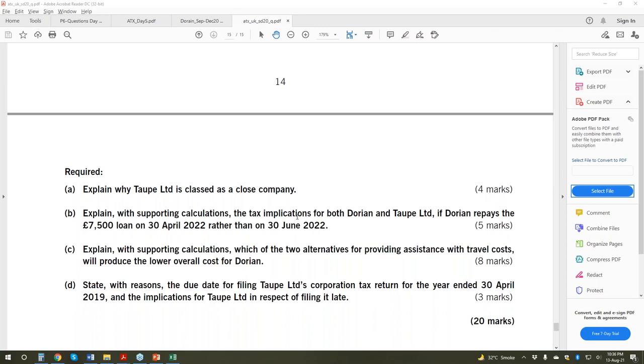Now, let's move on to the last part. State with reasons the due date for filing T Limited's corporation tax return for the year ended 30th April 2019, that we know is 30th April 2020, and the implications for T Limited in respect of filing it late. So let's read the question and see when they filed the return.